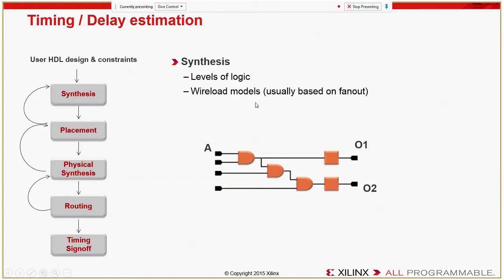Synthesis tools also use wire load models which are usually based on fan out. Fan out is nothing but the number of loads that a gate is connected to. So for example, this gate here is connected to two loads. Right? And the higher the fan out, typically the higher the delay.